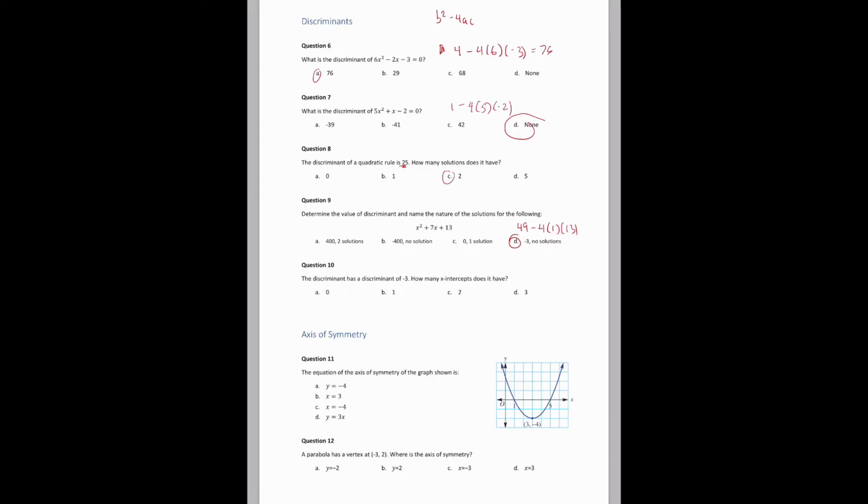Moving on to the next question, question 10. I think I did a typo here. How many x-intercepts are there if your discriminant equals negative 3? In this case, it's going to have 0 x-intercepts because your discriminant is a negative value. Since you can't take the square root of a negative number when you put it into the quadratic formula, that's why you've got no x-intercepts.